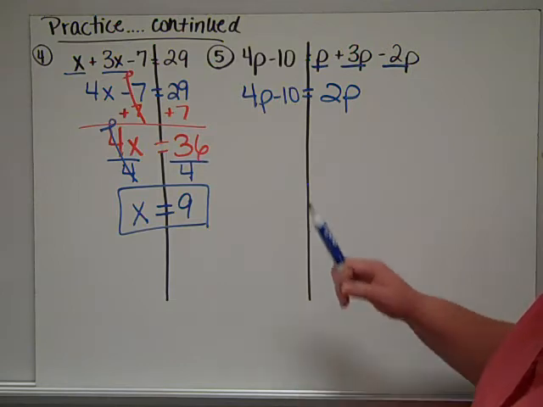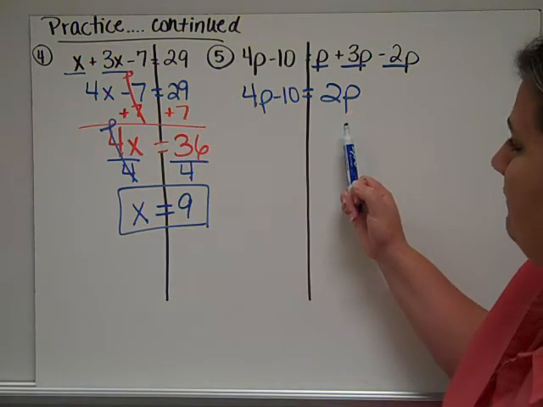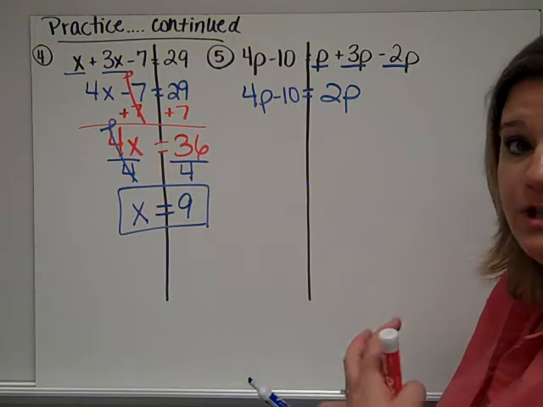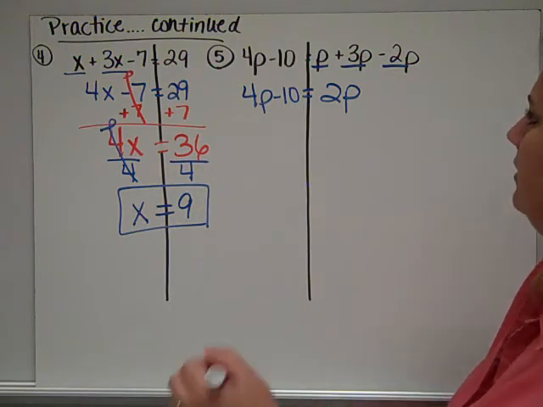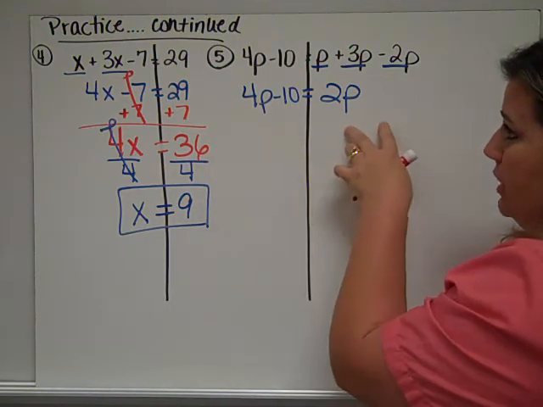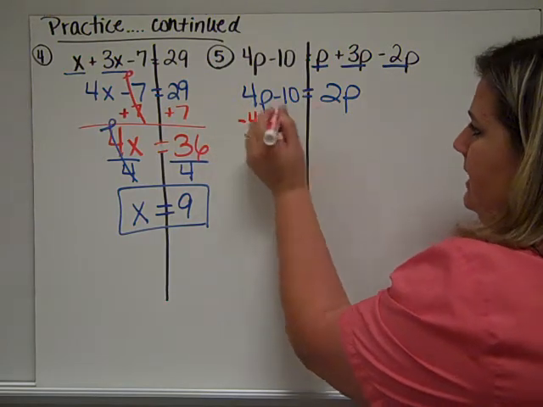Okay? Now, I end with where I have variables on both sides. So again, I need to move variables to one side. So here I have a 4p. I'm going to bring it over to the right-hand side.